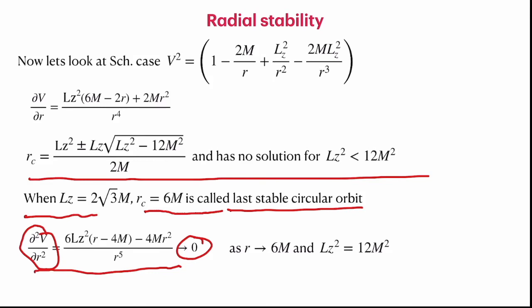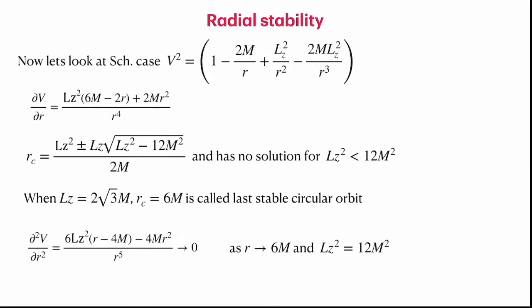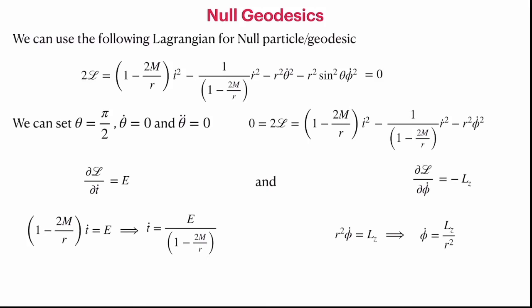It will no longer exist when r is less than 6m. So that is why it is called the last stable circular orbit. Anything which has angular momentum less than that would eventually fall into the black hole and cannot have a sustained circular orbit at that location. So anything inside r equal to 2m would eventually fall into the black hole.